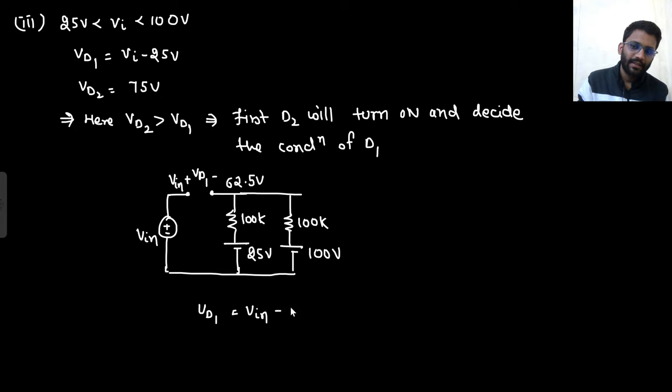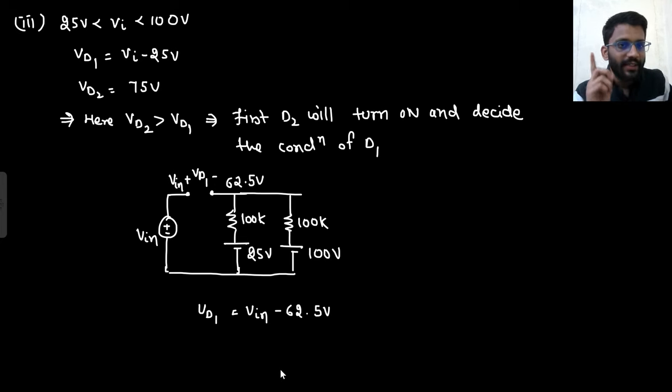Vin minus 62.5. So what did you understand here? When Vin is greater than 62.5, D1 will turn on. Here this potential will be 62.5.